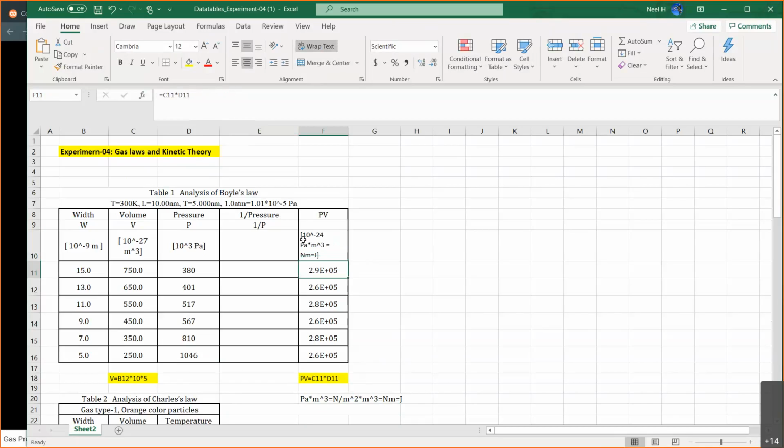Now you don't need to put all these units. Leave one of them, that is better actually. Okay, good. Any question?